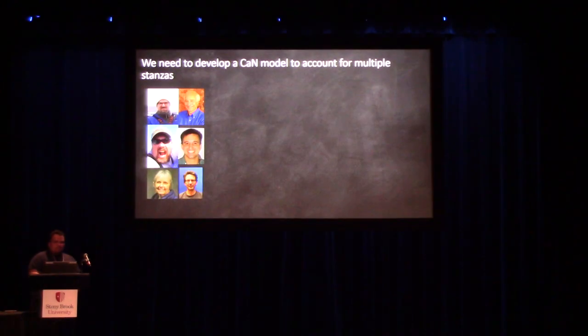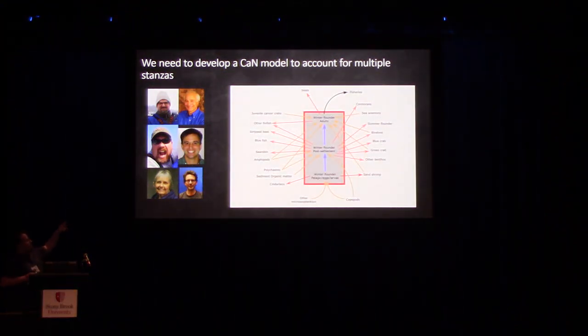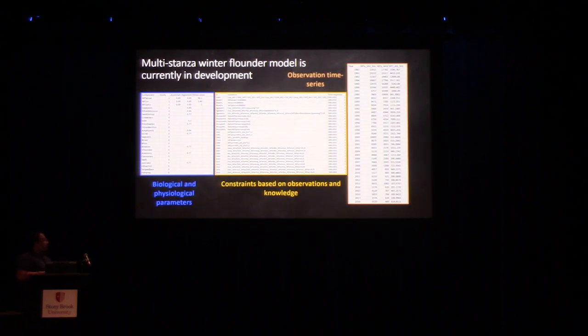Okay, so very quickly, the next step we did was to build an expert group with people, experts on winter flounder, on landings, on winter flounder dynamics, on the modeling part. We've built a food web. So this is the food web. We're just going to focus on winter flounder adults, winter flounder post settlements, so year 0 to 1, and then just young of the year, and eggs and larvae, sorry. We have some data here. We have biological and physiological parameters that are derived from theory. We have constraints based on observations. And then here, this is the time series that we've used.